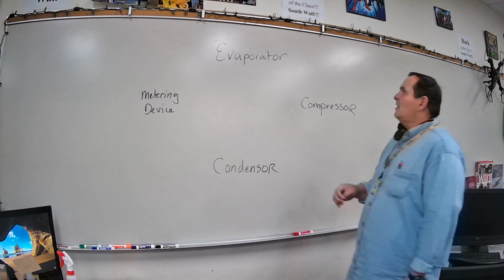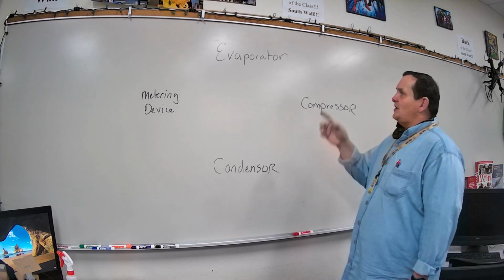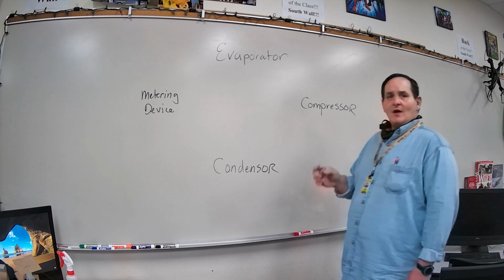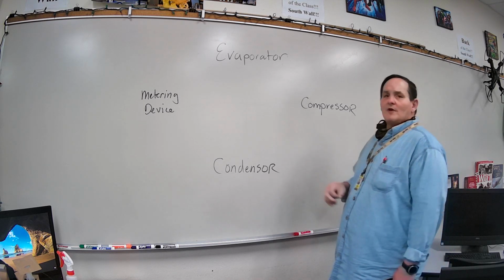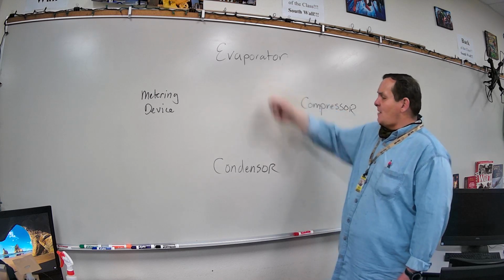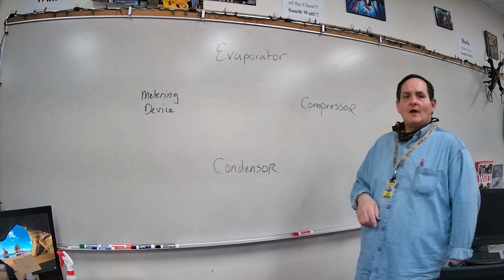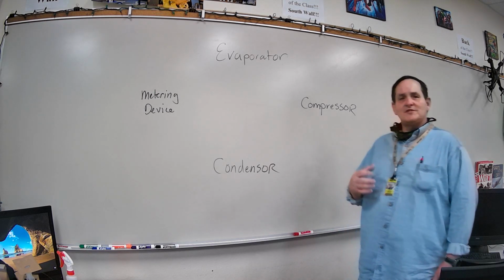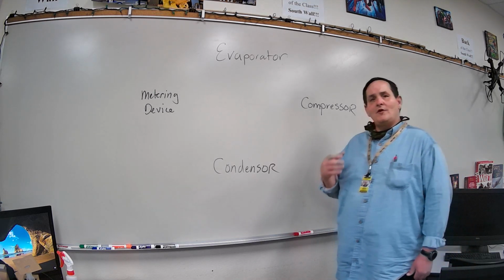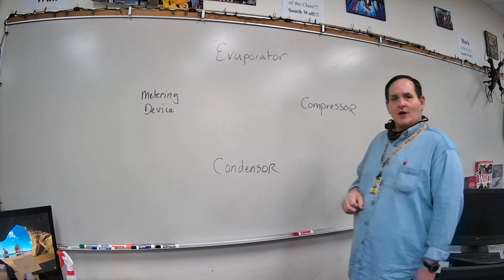All right. What I'm going to discuss today is what each one of these components does and how they correlate with one another. You're going to find out that, for instance, the evaporator is the opposite of the condenser, and the metering device is the opposite of the compressor. And hopefully this will help you learn and memorize the function and the flow of the circuit, okay?